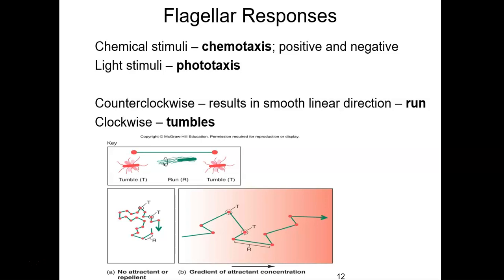Light stimuli, photo always means light when we're in biology. So a phototaxis is a response to light. And we already mentioned a counterclockwise rotation results in this nice, smooth, what we call a run. Clockwise results in this kind of somersault pattern, which we call a tumble.